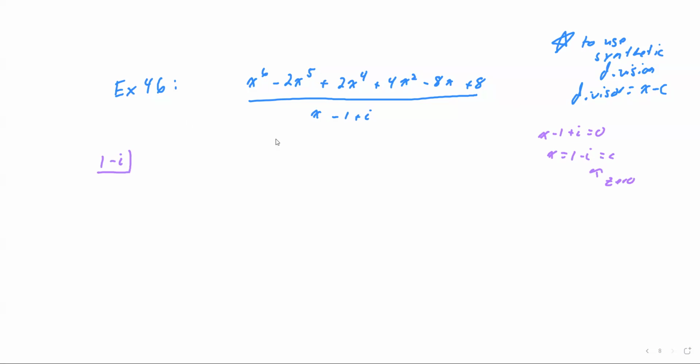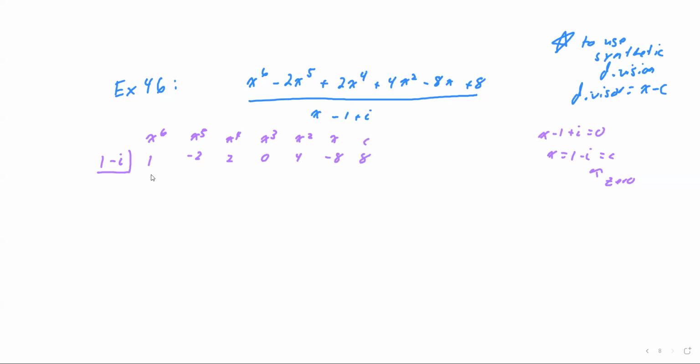Now I can write all of my coefficients. So the coefficient for x to the 6th is a 1. If there's no number there, it's an imaginary 1. If there's no term there, then it's a 0. x to the 5th would be a negative 2. x to the 4th would be a positive 2. x to the 3rd is not there. So again, that's why we write it out like we do. That would be a 0. x to the 2nd would be a 4. Let me make sure I didn't miss. Okay, there was one there. And then my x is a negative 8 and my constant is an 8.